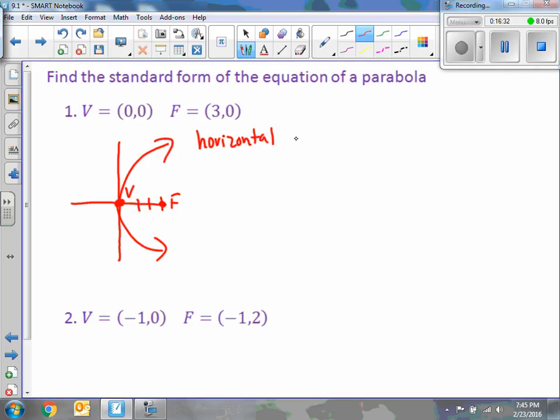Horizontal will always use the equation y minus k squared equals 4p times x minus h. Alright, now I know that the distance from my vertex to my focus is 3. If you recall, that distance is going to be equal to 4p.